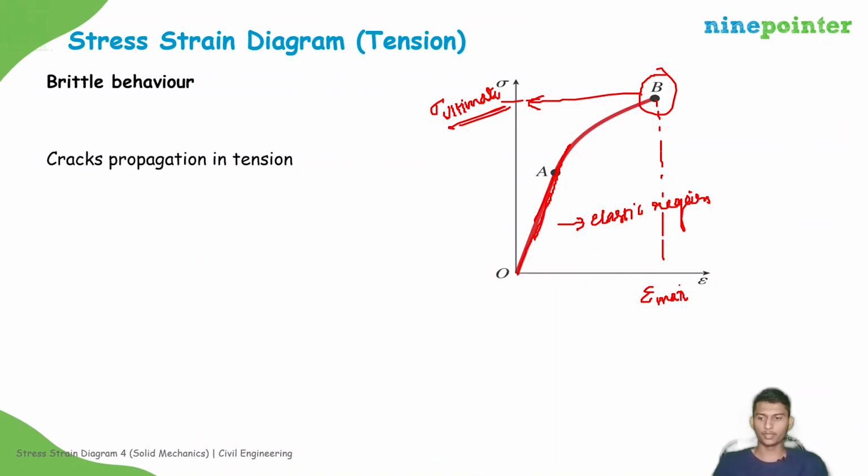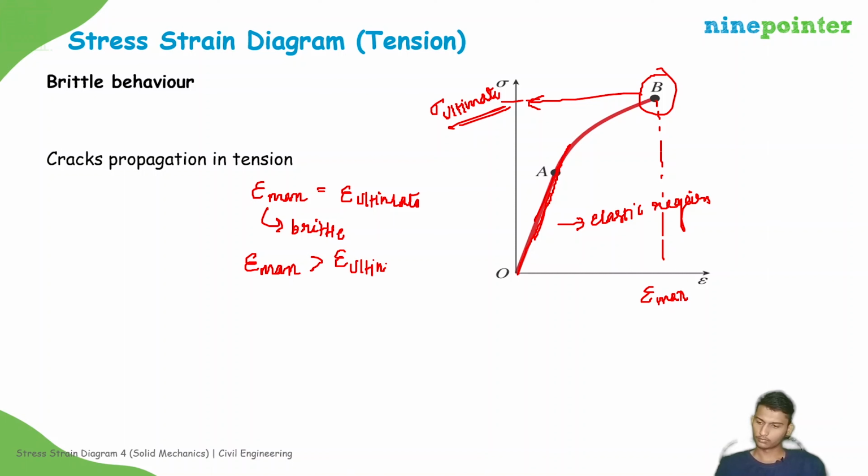But in the case of brittle materials, the Emax will be equal to E ultimate, right? But this is in the case of brittle materials, right? But in ductile materials, Emax will be greater than E ultimate. Here ultimate is of sigma, okay? So in case of ductile materials, okay, this is about brittle materials.